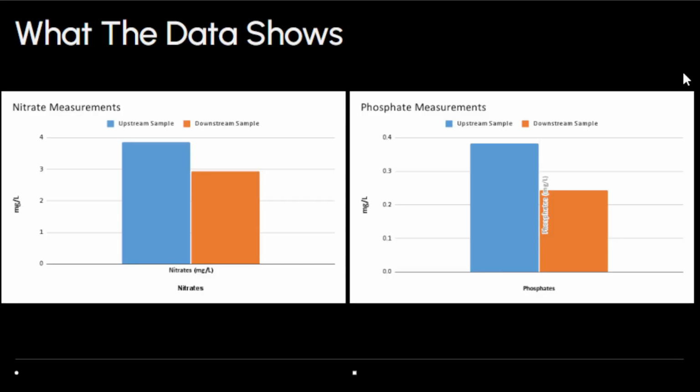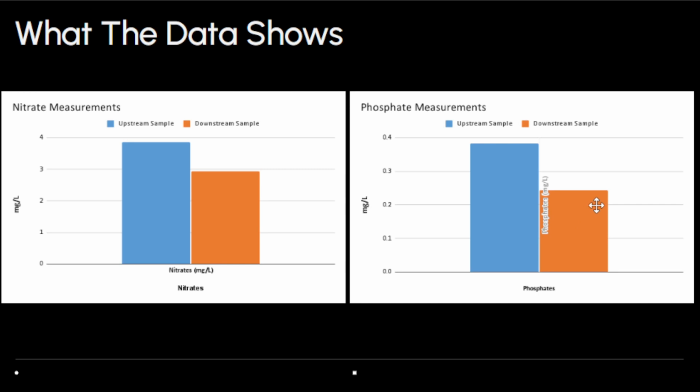Now in this data here, you can see a significant increase in both nitrates and phosphates in the upstream, that is the blue sampling area, when compared to the orange downstream sampling area. On average, we were closing in on 4 milligrams per liter of nitrates, which is still within the acceptable range, compared to less than 3 in the downstream example. Then for the upstream phosphates, we had close to 0.4 milligrams per liter and a little bit over 0.2 in the downstream example.